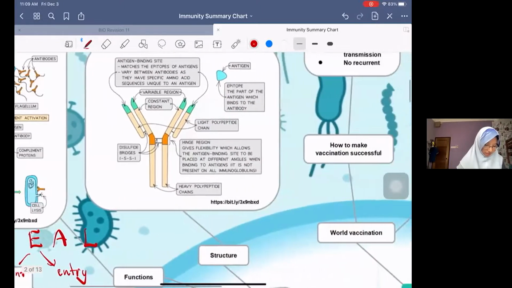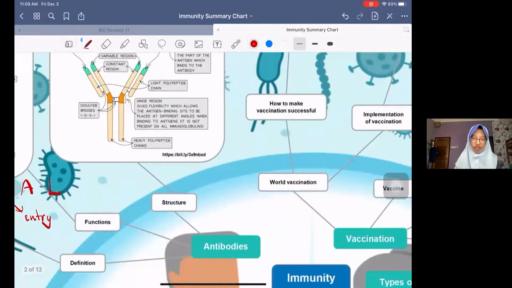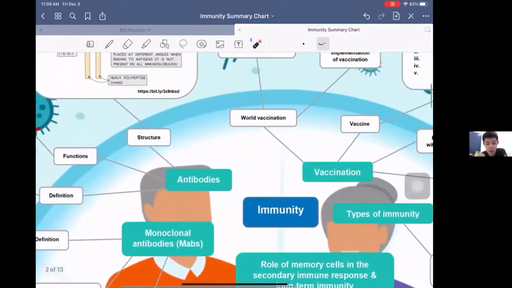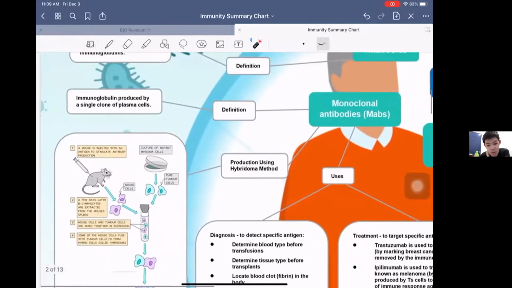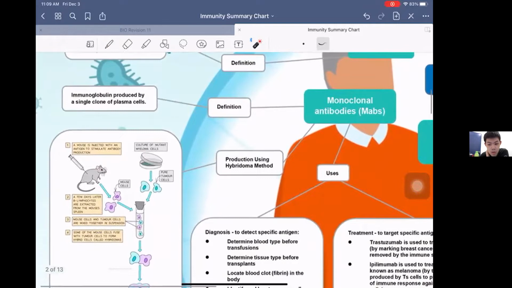The next part, Philbert is going to handle. All right, Philbert. Let's start off with the monoclonal antibodies. The definition is the immunoglobulins or glycoproteins produced by a single clone of plasma cells.